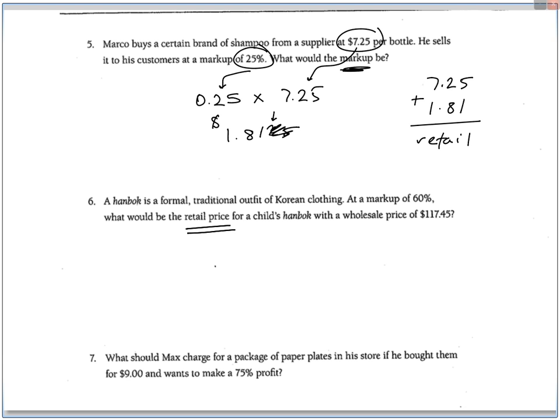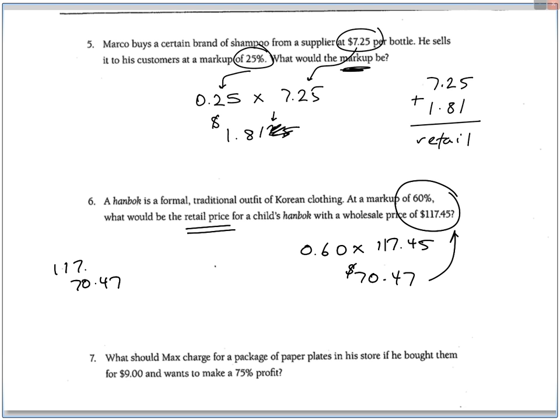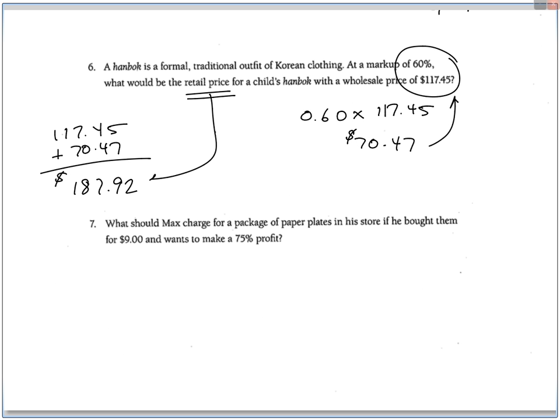So that's what they're asking for in number 6. What's the retail price? So use this. 0.60 times the wholesale price. 70 bucks. So 70 bucks is the extra money, the markup. Add that back to the wholesale price. $187.92. There's your retail price.